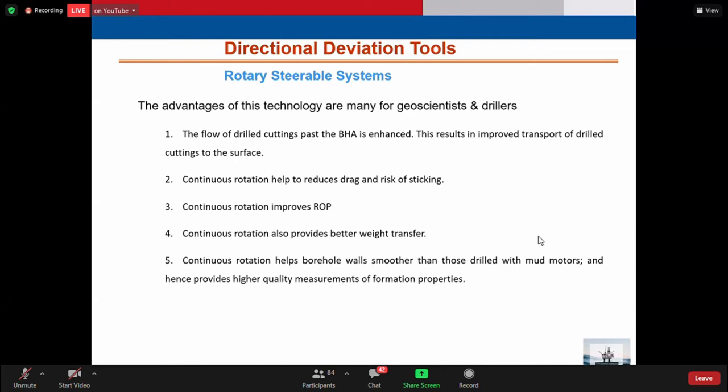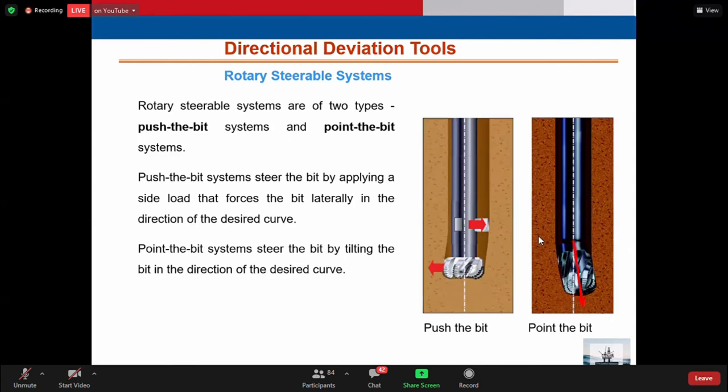The rotary steerable system is nowadays used by many companies, provided by Schlumberger, Baker Hughes and other companies. Each company has a different rotary steerable system with its own name, but others have the same concept of rotating the whole string and providing the power. As I mentioned, there are different companies that provide the rotary steerable system, but it comes in two types. The first type is push the bit, and the second type is point the bit.